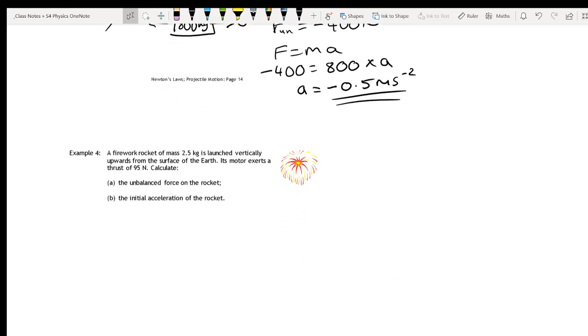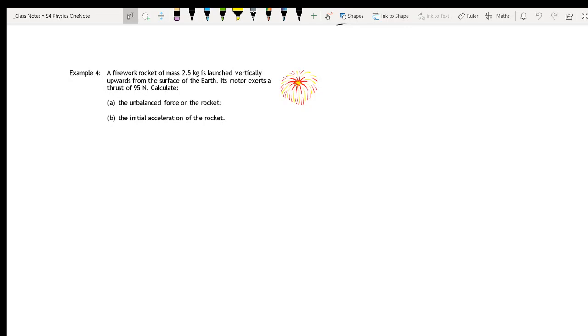Okay. A firework rocket of mass 2.5 kilograms is launched vertically upwards from the surface of the Earth. Its motor exerts a thrust of 95 newtons. Calculate A, the unbalanced force on the rocket.